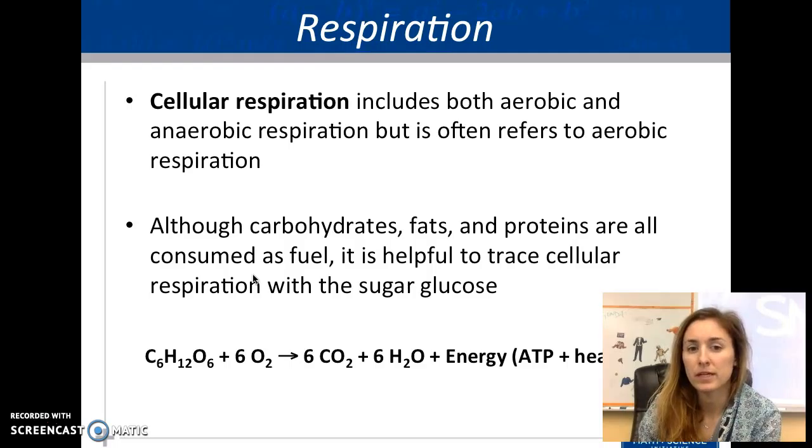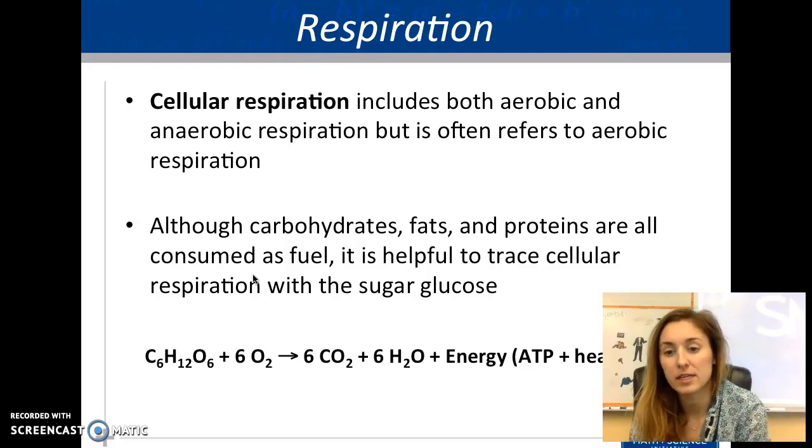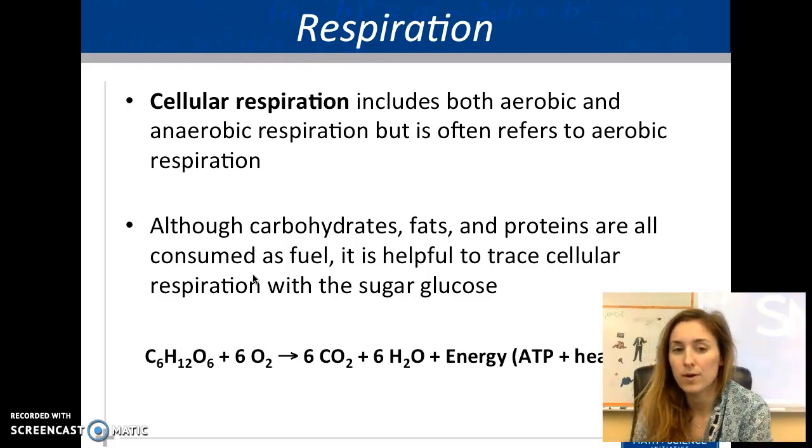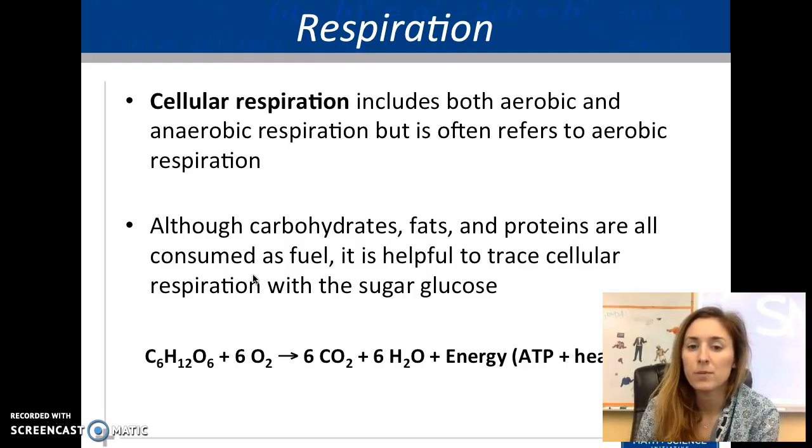Respiration is both aerobic and anaerobic, requiring oxygen and not, but it's often referred to as aerobic respiration because we are breathing, so technically it requires a little bit of oxygen. The second part of it, similar to the Calvin cycle in plants, doesn't require oxygen. Although carbohydrates, fats, and proteins are all consumed as fuel, we usually just trace glucose as the one thing that's producing the most energy.